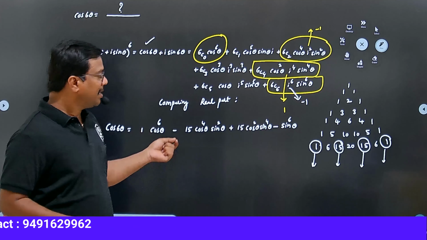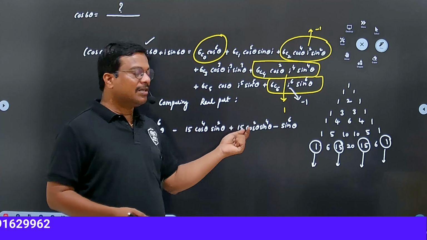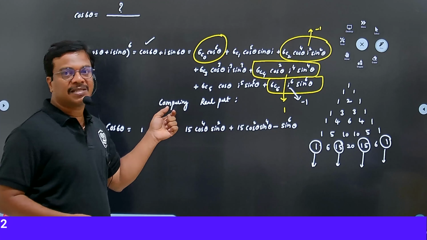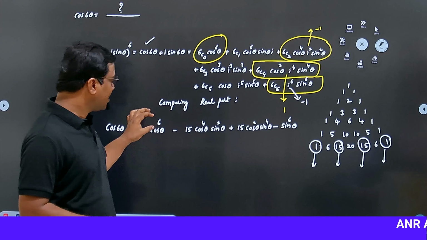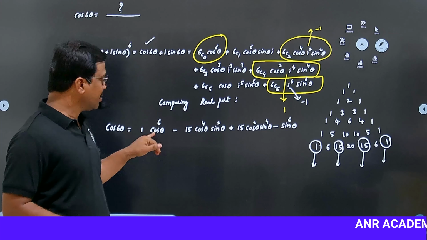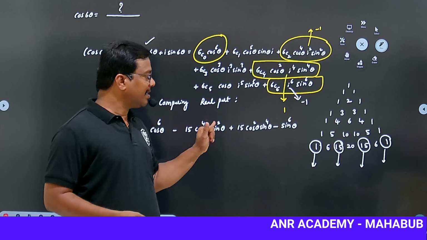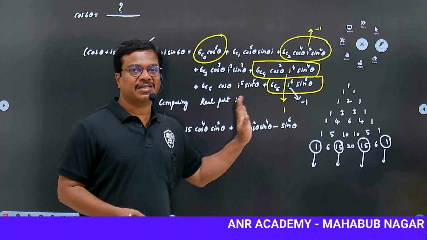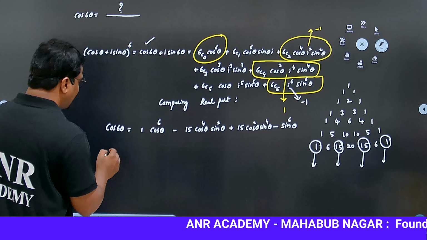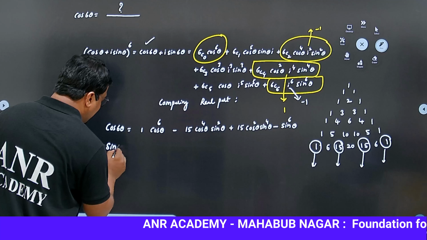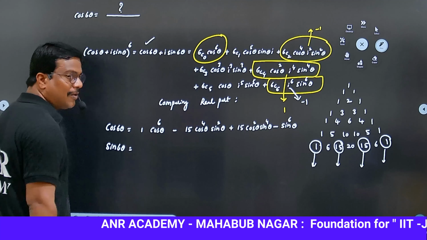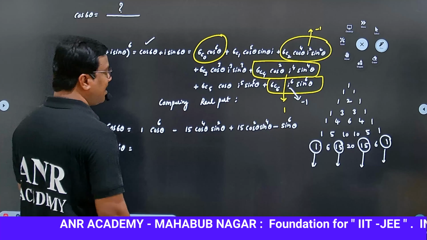And the sine exponents increase by 2 units. This is sin theta power 0, which is nothing but no term, and then sin square theta, sin power 4, and then sin power 6 theta.